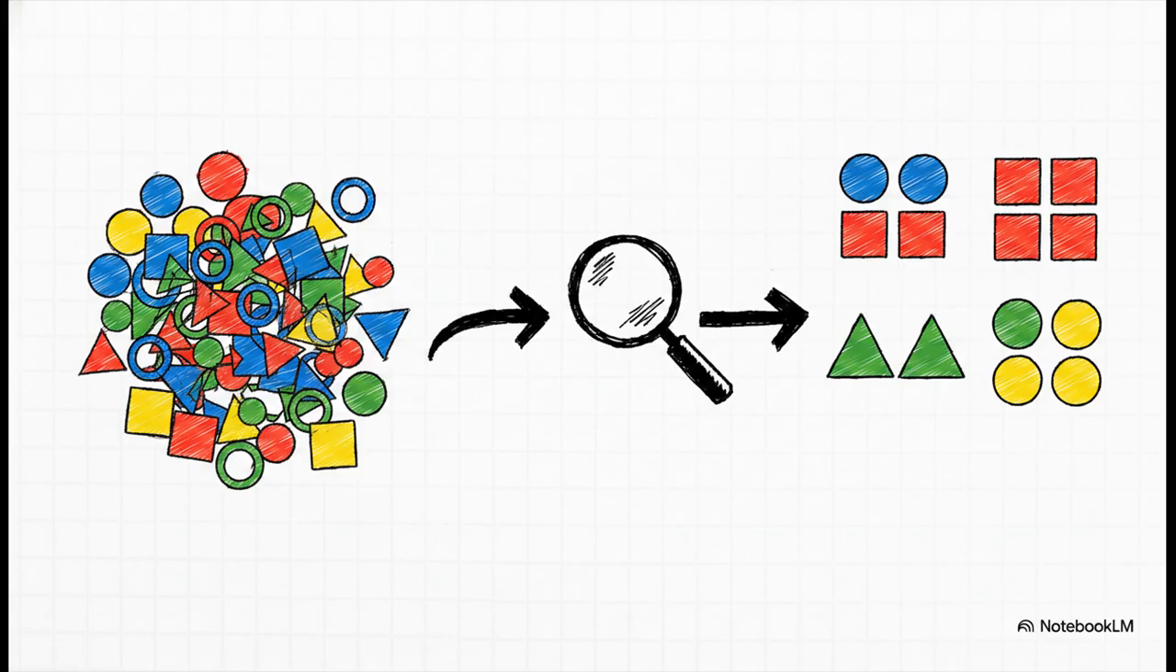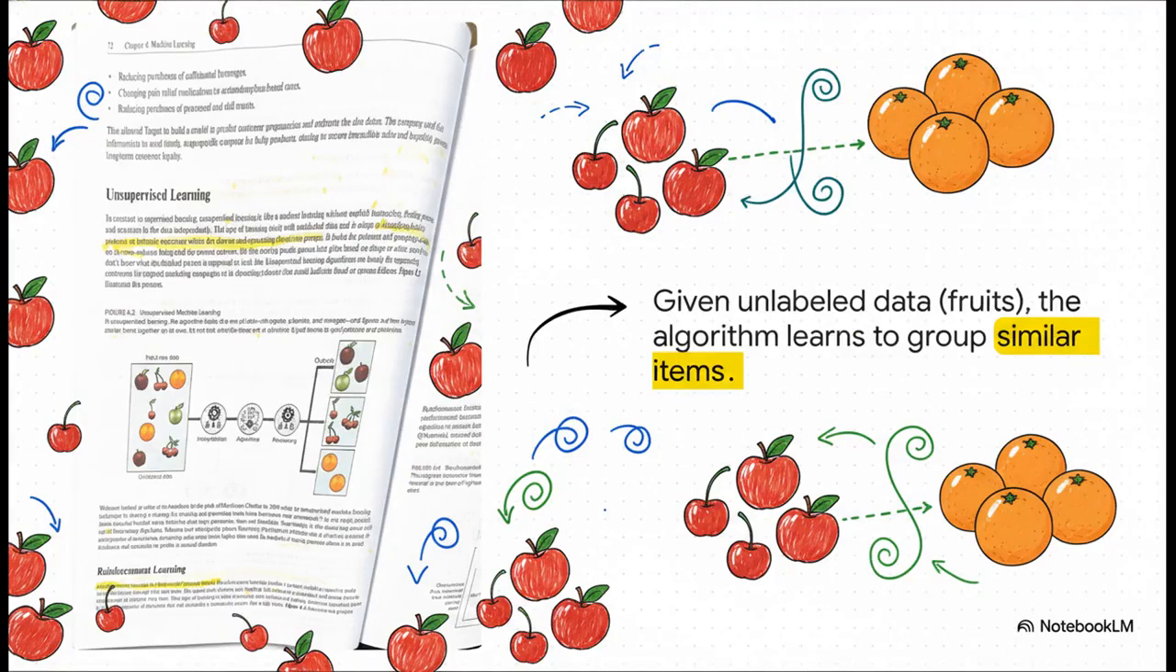It's like someone dumping a giant box of Legos on the floor in front of you, and you have to figure out how to sort them without anyone ever telling you what color or shape is. And you can see what I mean right here. The algorithm gets a big mix of apples and cherries and oranges.